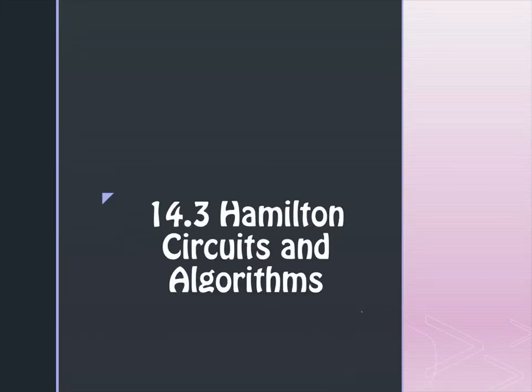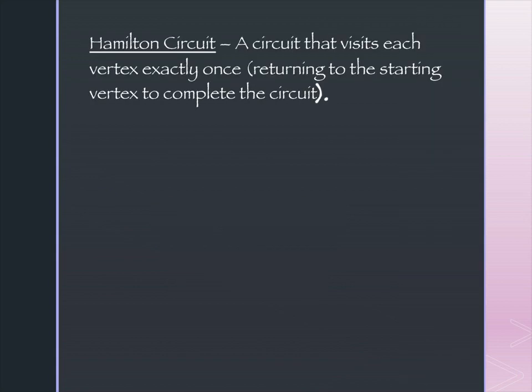Last time we started taking a look at Hamilton circuits and algorithms. Just to remind you what Hamilton circuits are real quick, a Hamilton circuit is a circuit that visits each vertex exactly once, and then it returns to the starting place to end up back at the circuit. So we start and we end at the same place. That's a circuit. And then we only visit each place one time and we don't skip any.